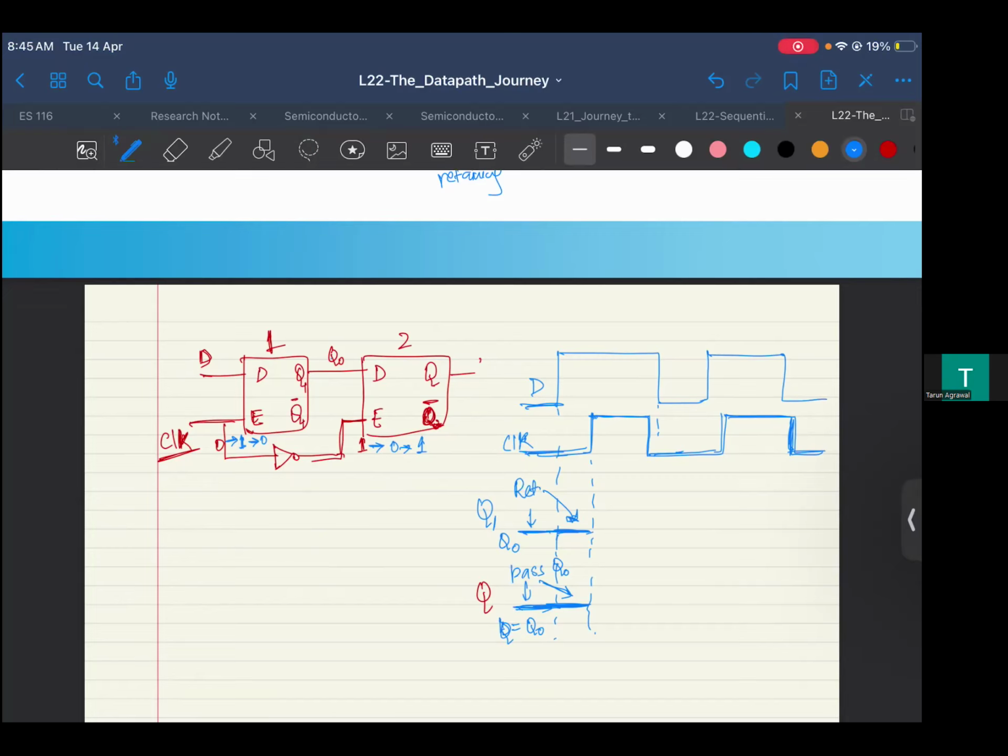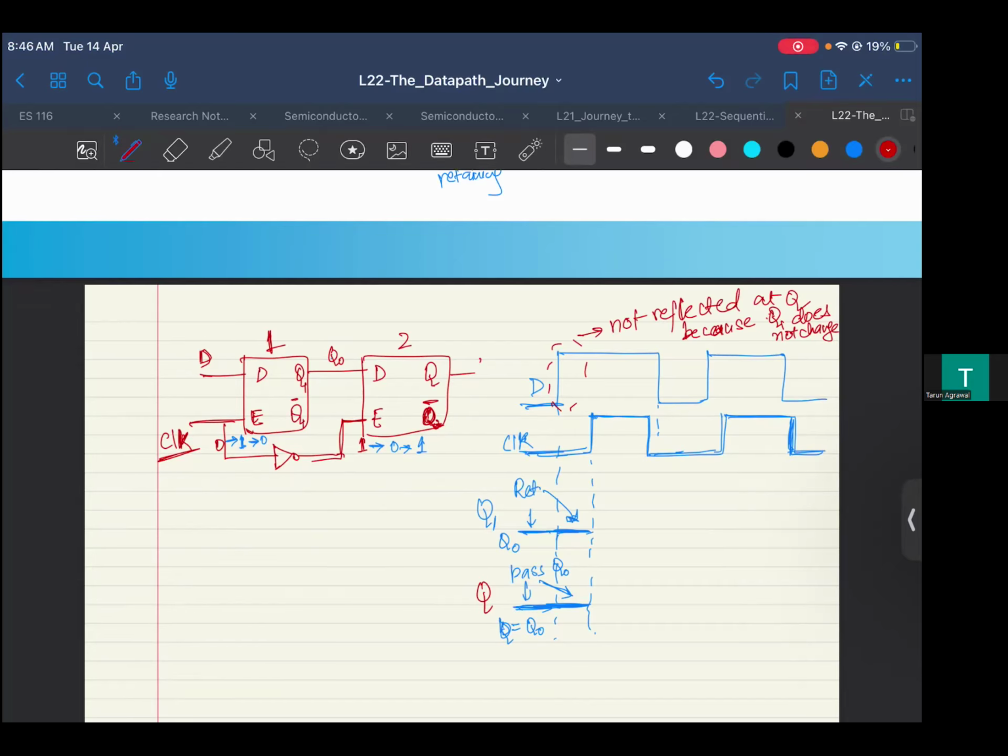So you see that though D is changing, it is not reflected at Q, because Q1 does not change. And why is it not changing? Because the latch is not enabled yet.